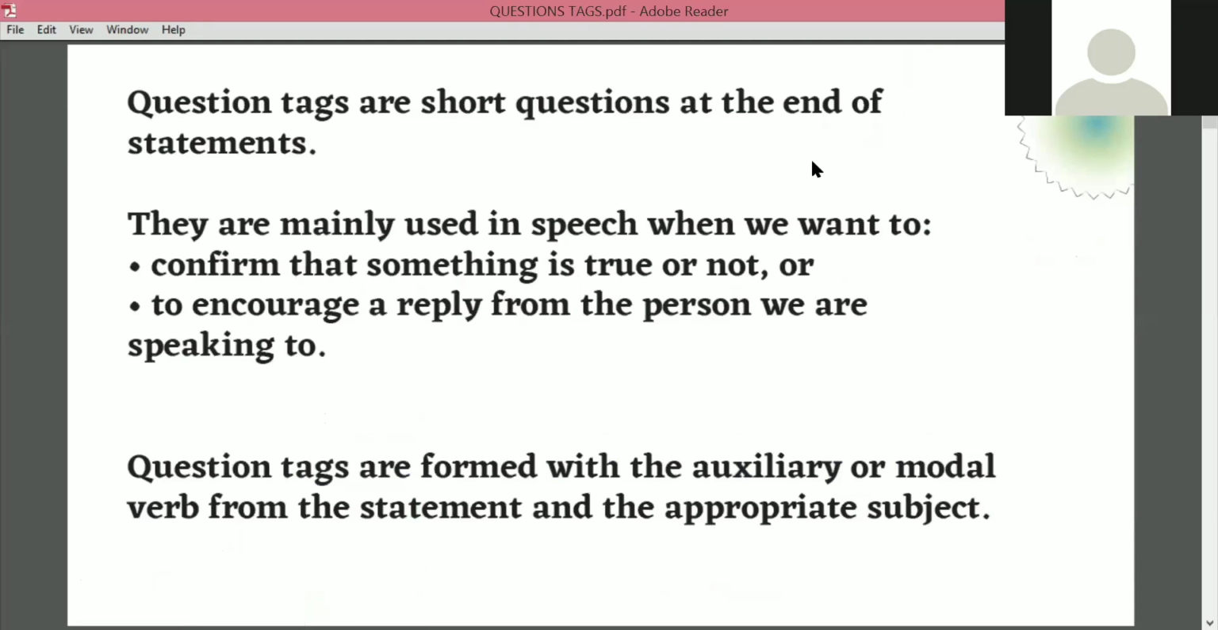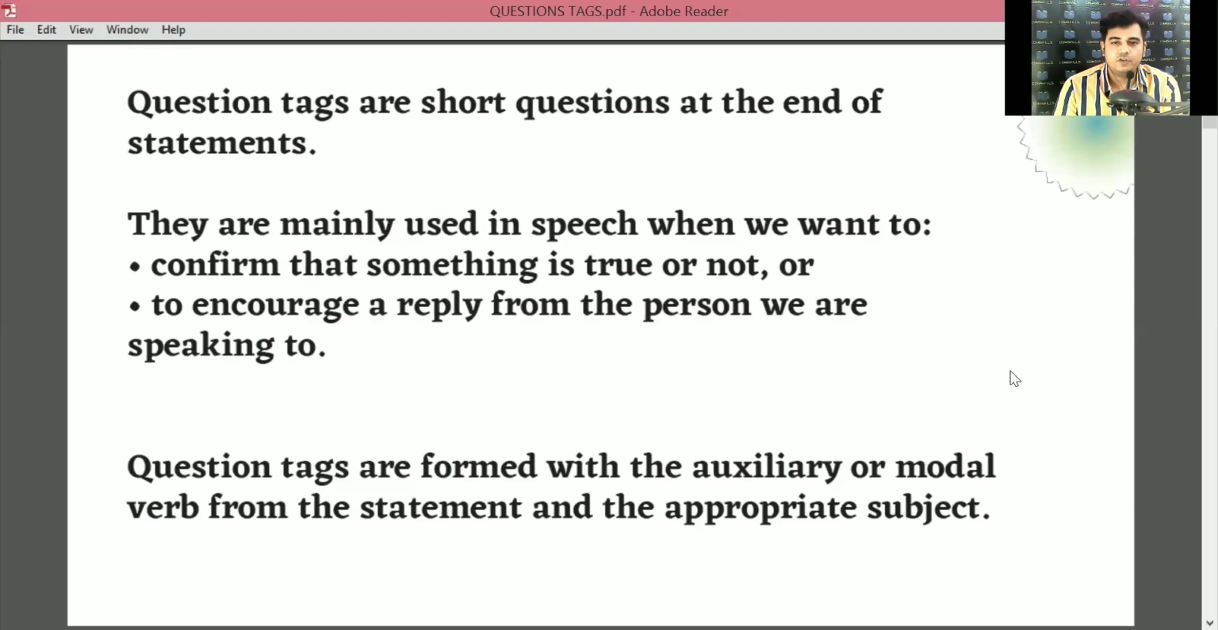Question tags are short questions at the end of statements. They are mainly used in speech when we want to confirm that something is true or not, or encourage a reply from the person we are speaking to. Question tags are formed with the auxiliary or modal verb from the statement and the appropriate subject.